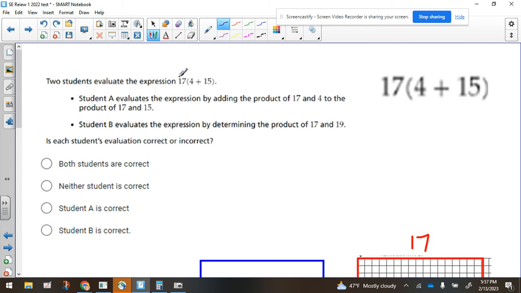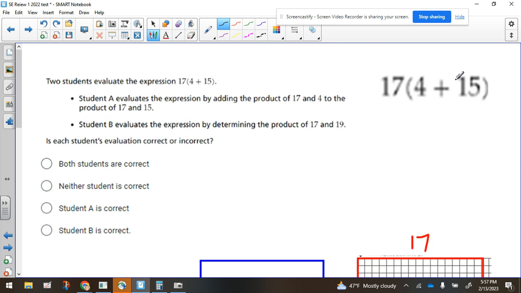Two students evaluate the expression 17(4 + 15). Student A evaluates the expression by adding the product of 17 and 4 to the product of 17 and 15. Student B evaluates the expression by determining the product of 17 and 19. Is each student's evaluation correct or incorrect?